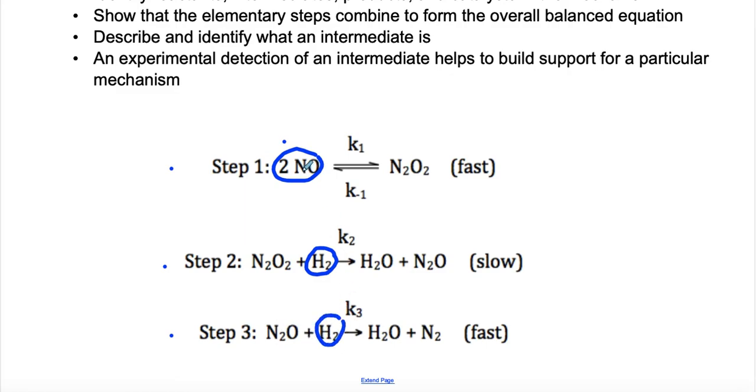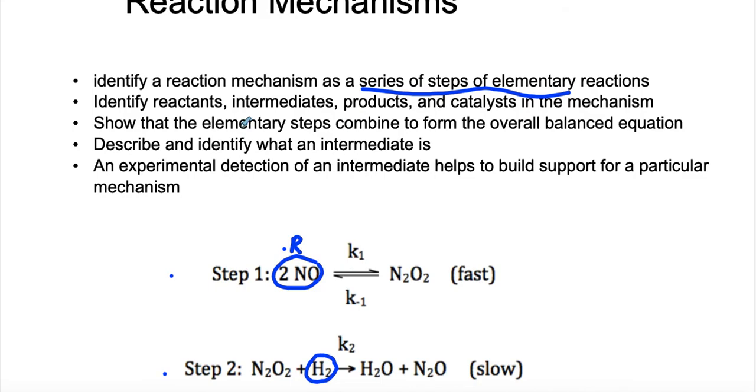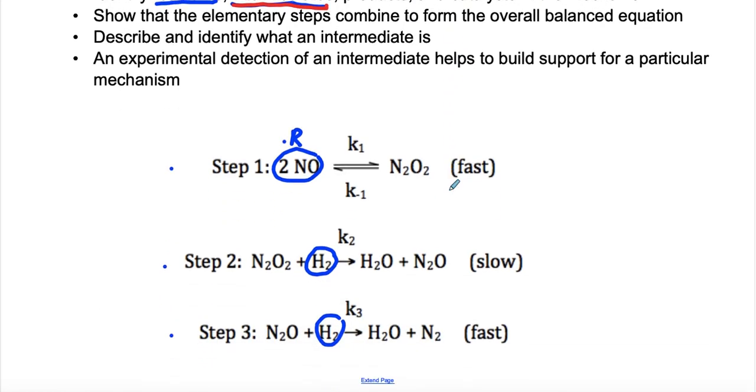So we need 2 NOs and 2 H2s are our reactants. Okay. Then you should be able to understand intermediates. Let's do intermediates in red. Okay, so our reactants are blue, our intermediates are red. Intermediate is what forms in the middle, but then is there. So we have an intermediate with N2O2, and it is then used up.